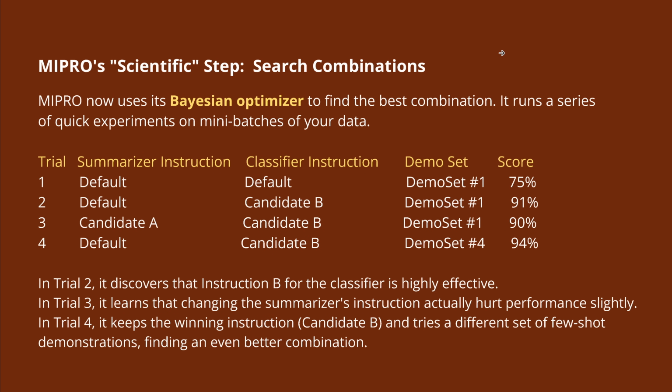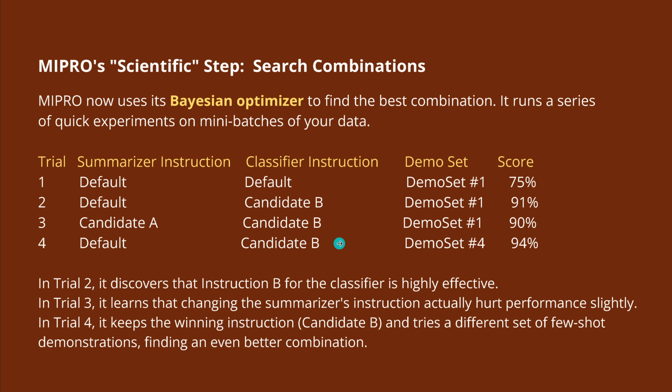We have an optimizer, a very particular optimizer. I'm going to explain a little bit later on even more. We just want to find the best combination of all the module pools here. And we do this by running a series of quick experiments or mini batches. So let's have a trial, 1, 2, 3, 4, 5. Here we have the summarizer instruction set and the classifier instruction set. Now we just combine them in different ways and we run it, and we get a real-time response back from the LLM.